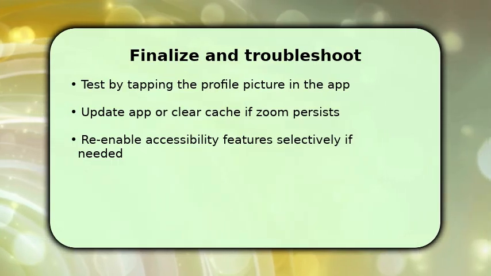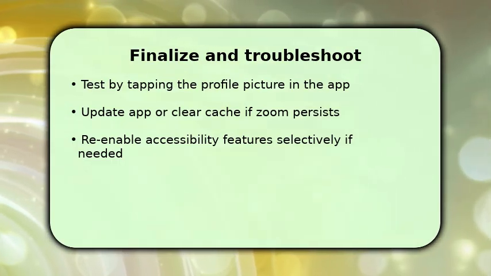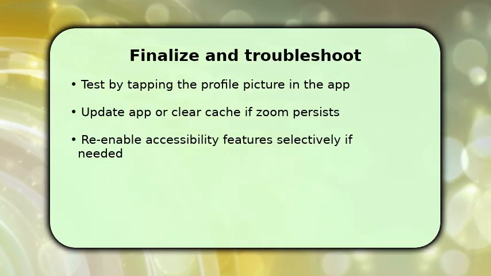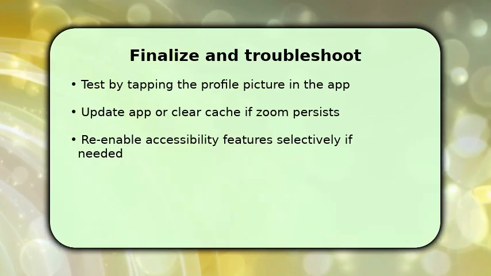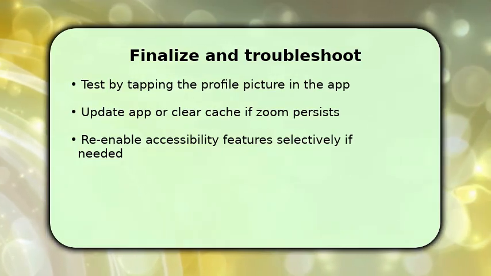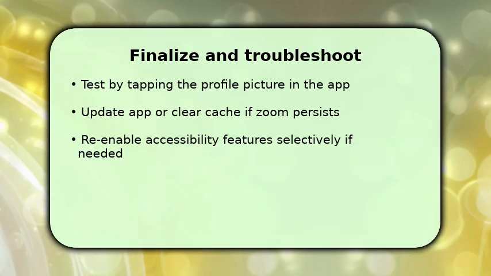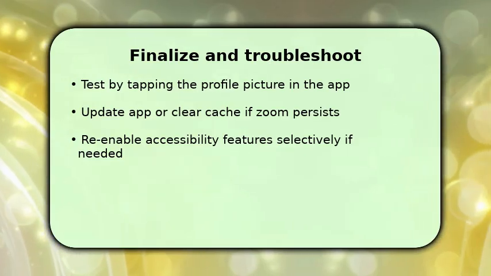Make sure third-party accessibility or gesture apps aren't re-enabling zoom. If problems persist, re-enable only the accessibility features you need and leave magnification off. This balances usability and prevents accidental profile picture zooming while keeping other assistive options intact.